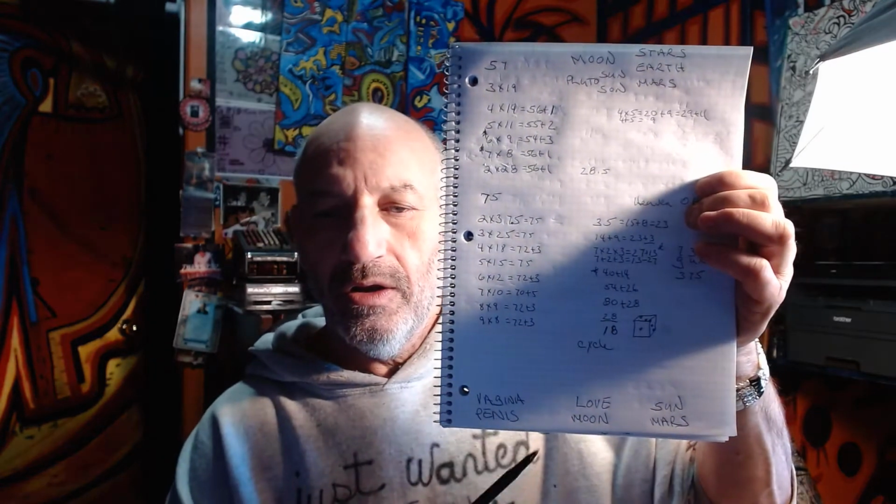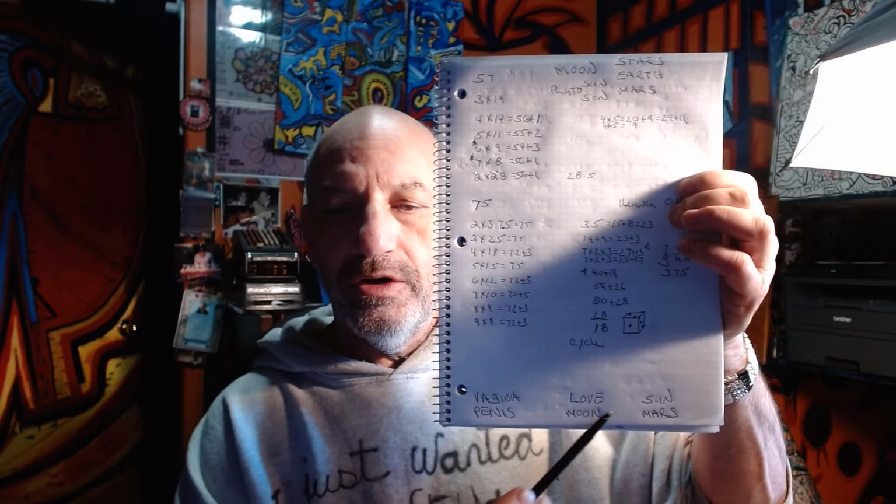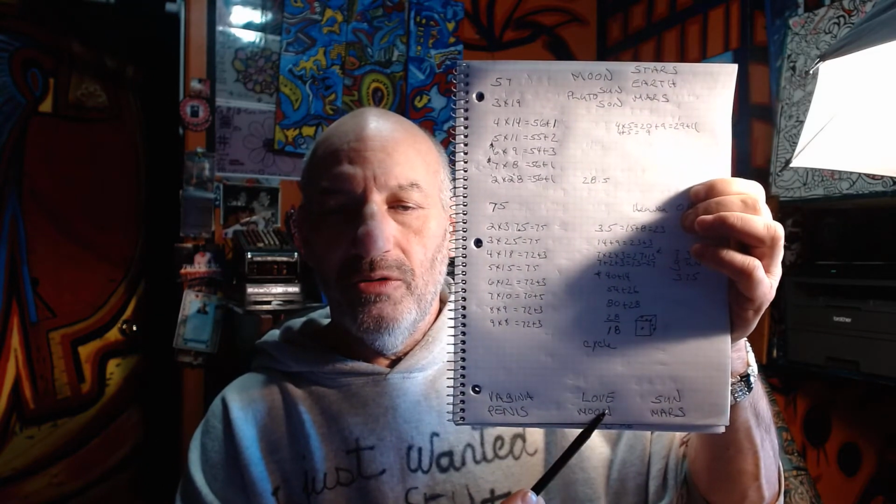I am overwhelmed with the information that was just brought to my awareness today, how the female and the male anatomy and the moon and the sun numerically calculate to the actual word. The four words that I'm going to tell you are love, moon, sun, Mars. Sun, Mars, and moon will describe love, penis, and vagina.